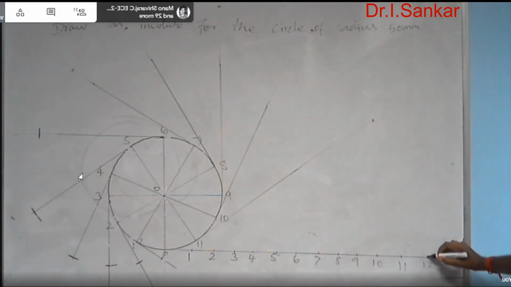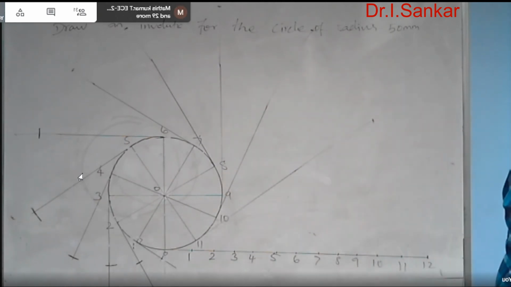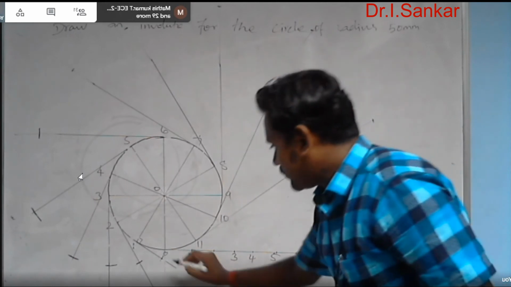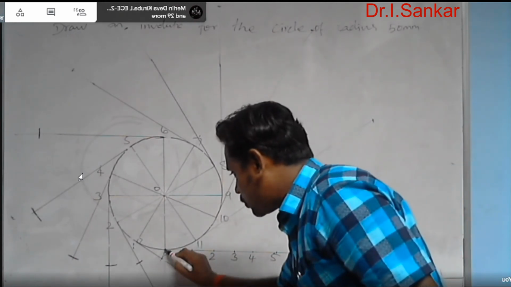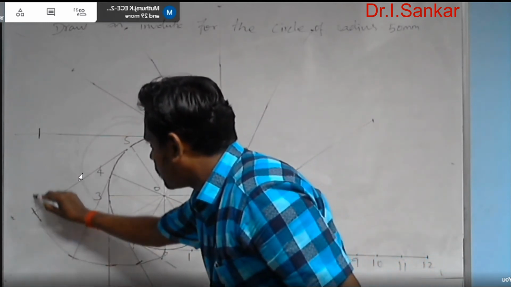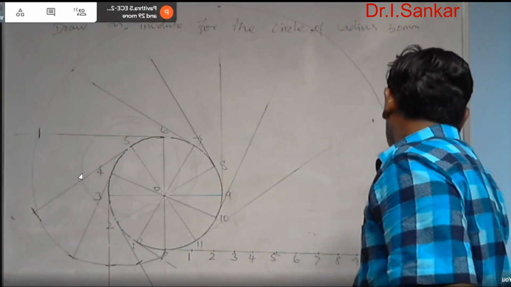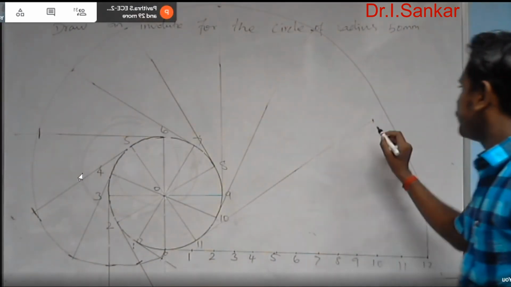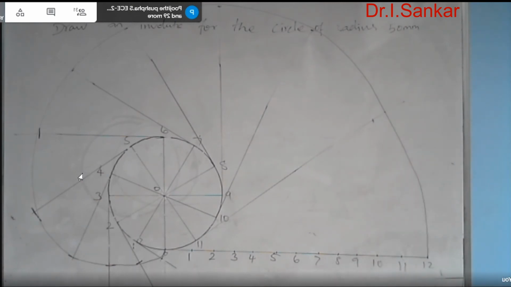This arc will end up here. Now you can see the arcs needed to be connected with the help of the HB pencil. So starting from 0, I have to connect all these arcs.